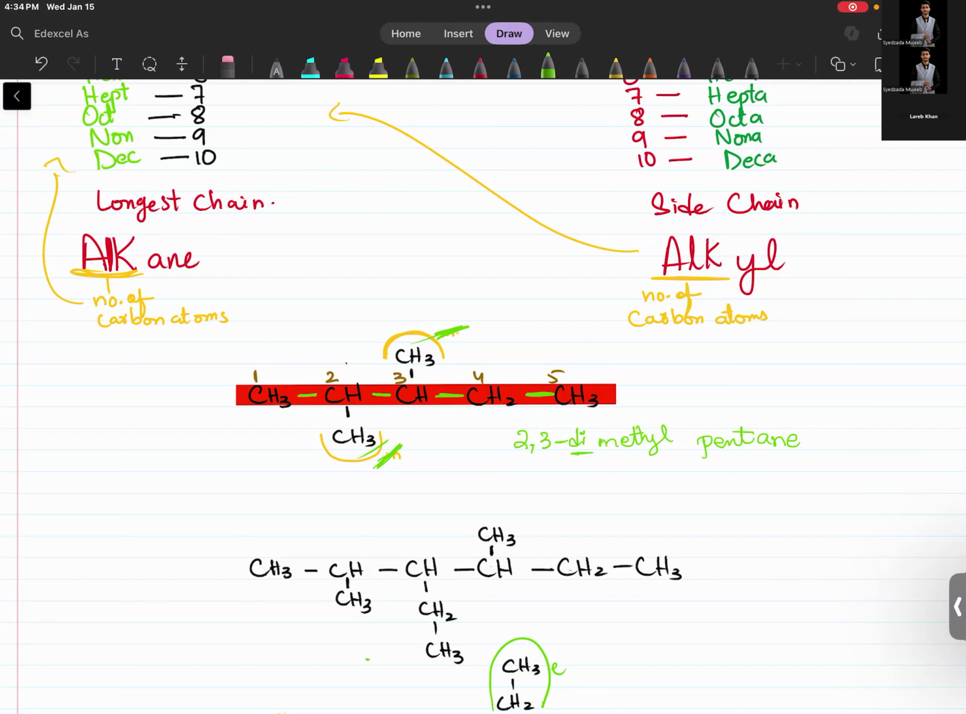Sir, how do you figure out the middle name for this whole thing? Like for the first one, you wrote dimethyl. How did you know it was methyl? Because it has only one carbon. One carbon means meth. And I know that the side chains are known as alkyl.